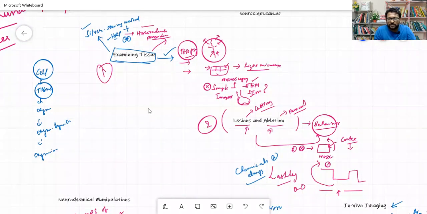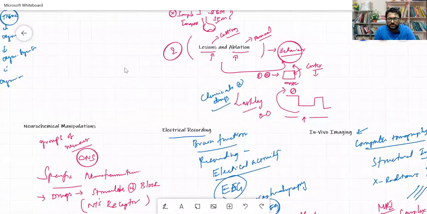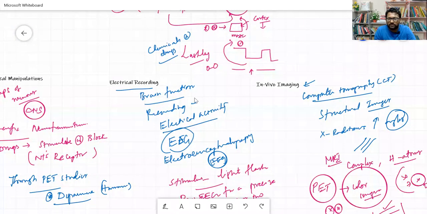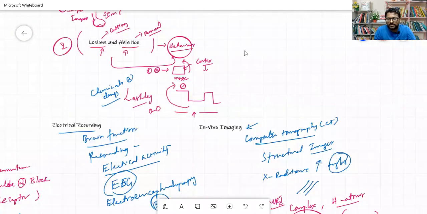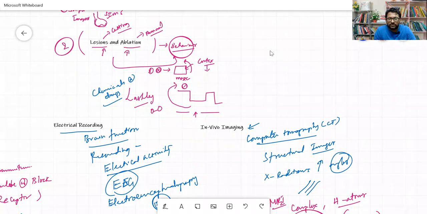the different techniques that can be used to study the brain: examining tissue, lesion and ablations, neurochemical manipulation, electrical recording, in vivo imaging. Each technique has a specific target tissue, or electrical activities, or neurochemical, meaning neurotransmitters blocking or eliciting. All these things are important to remember as far as UGC is concerned, because these might be asked as questions in the exam paper.